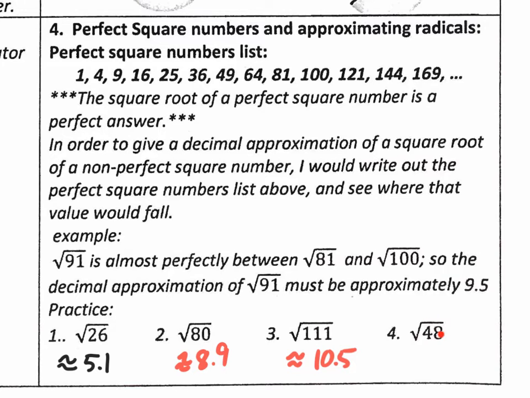All right, now how about the square root of 48? 6.9. Because the square root of 49 is 7. 48 is a little bit less than 49. So the answer that's a little bit less than 7 would be 6.9.